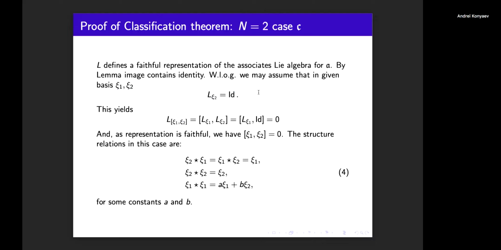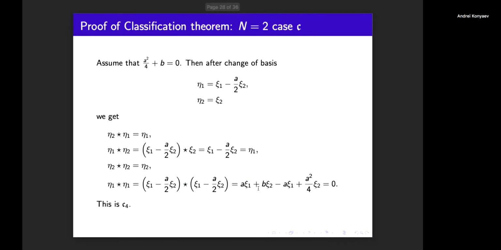We have psi2 times psi1 is psi1. Psi2 times psi2 is psi2. And because of the commutativity, right? Because of the commutativity, we get that psi1 times psi2 is equal to psi2 times psi1. So we get this again, and we again get the draft of structure relations, right? Again, with different A and B's. And in this case, we split them like this.